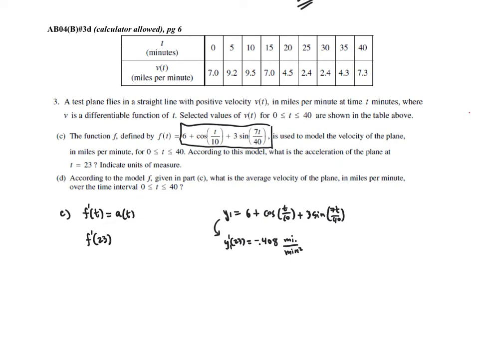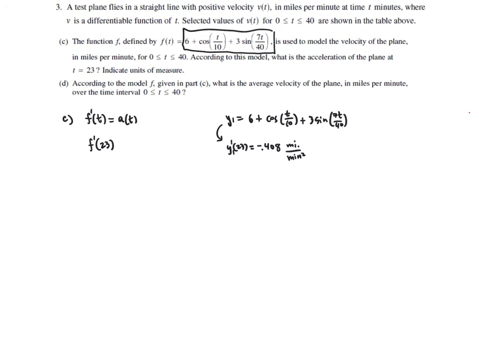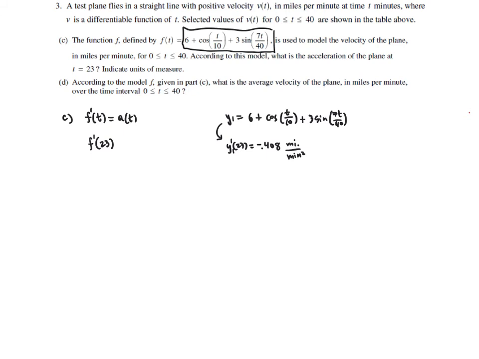All right, let's look at part D. According to the model f, given in part C, what is the average velocity of the plane in miles per minute over the time interval 0 to 40? Okay, so apparently I'm not going to use this table at all. That must have been used in parts A and B. So I don't need to use the table at all here. So I'm just going to go ahead and scroll down. According to the model, what is the average velocity?